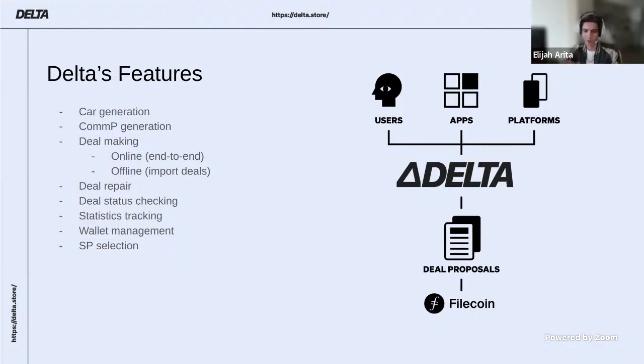We also do deal repair, which is where if your data goes offline or if it's coming close to expiring, we can repair it. We've got deal status checking, very straightforward, statistics tracking of your deals, wallet management, so you can choose which wallet you're going to be using for making your deal, and storage provider selection, of course.